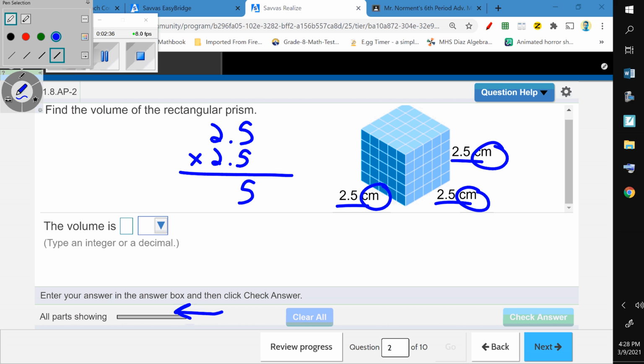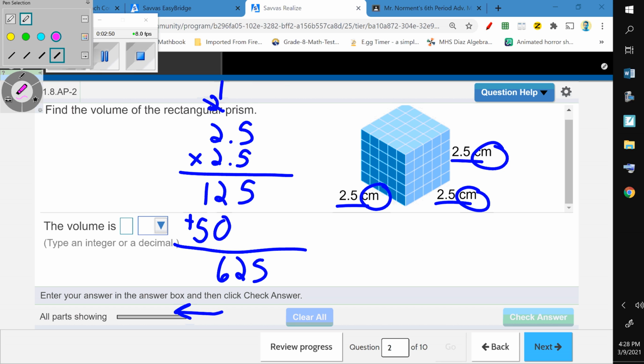5 times 5 is 25. 2 times 5 is 10 plus 2 is 12. 5 times 2 is 10. 2 times 2 is 4 plus 1 is 5. Now, 5, 2, 6. And we have 1, 2 numbers after the decimals. So 1, 2, and my decimal goes right here. So now we still have one more to multiply. So what you're going to be responsible for doing is that multiplication problem, okay? You do that, and you'll get the answer if you do the math right. Good luck with that, okay?